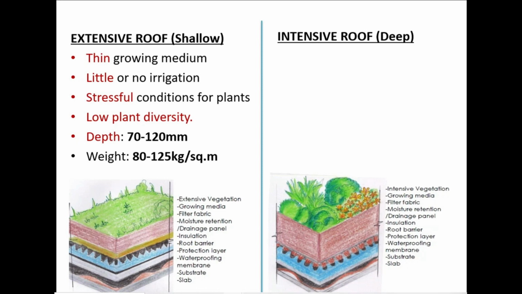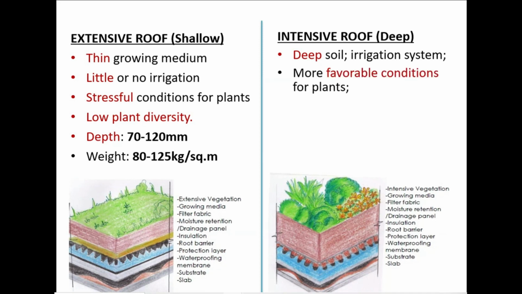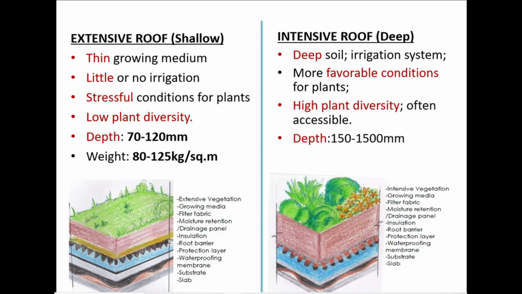It's a deep roof. Here, we have the same layers, similar to what we have in the extensive roof, but here the medium is relatively more, so we can grow more plants. There is diversity of plants, and nutrients and water are available in plenty, and much more deep-rooted plants we can grow. The anchorage capacity will be more here. It's deep soil with an irrigation system, and you have to provide water regularly. It is a more favorable condition for plants, with high plant diversity. And depth is 1.5 meters, almost 4.5 feet, up to 5 feet.